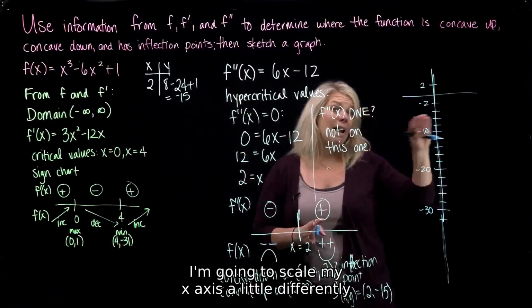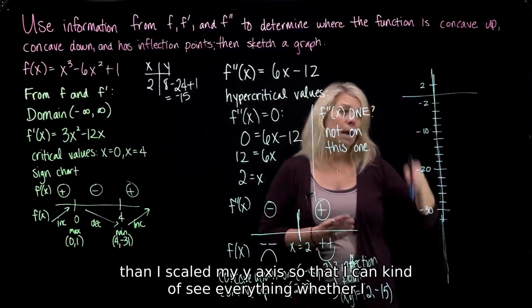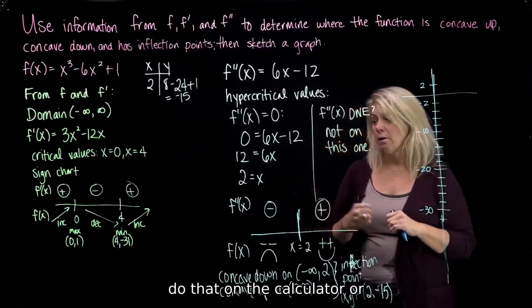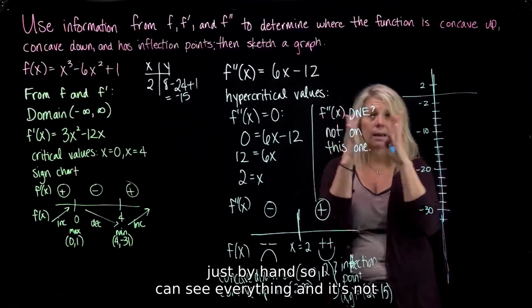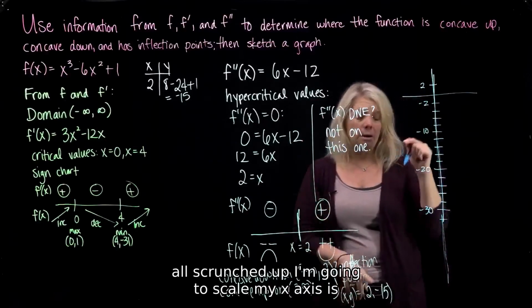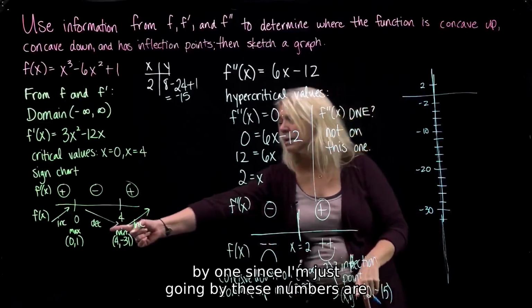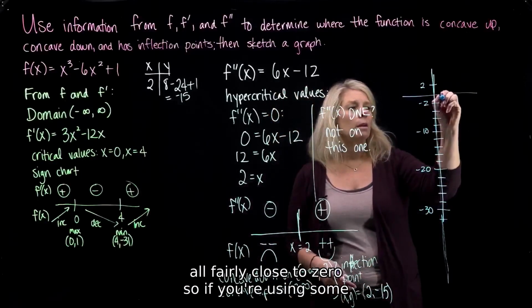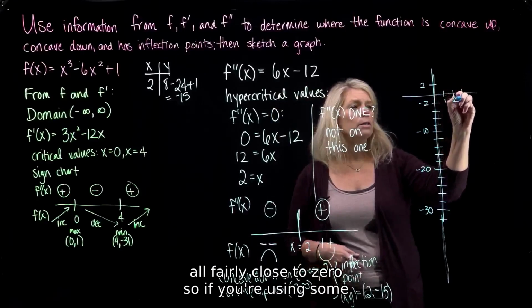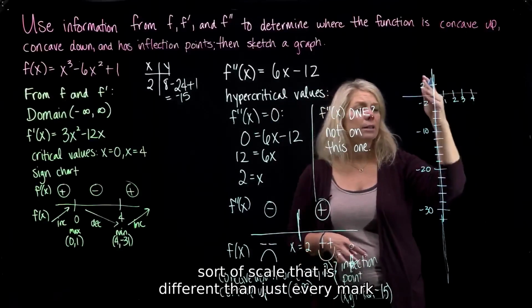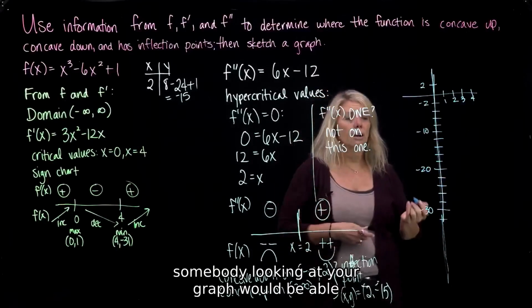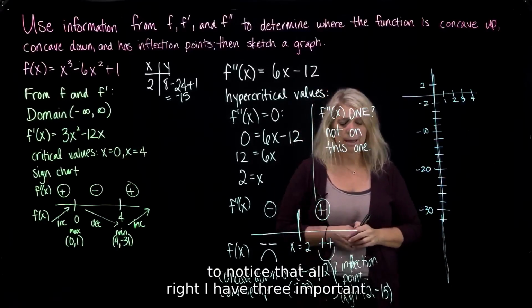So I'm going to scale my x-axis a little differently than I scaled my y-axis so that I can see everything, whether I do that on the calculator or just by hand, and it's not all scrunched up. I'm going to scale my x-axis by 1 since these numbers are all fairly close to 0. So if you're using some sort of scale that is different than just every mark is 1, you just want to label that so that somebody looking at your graph would be able to notice that.